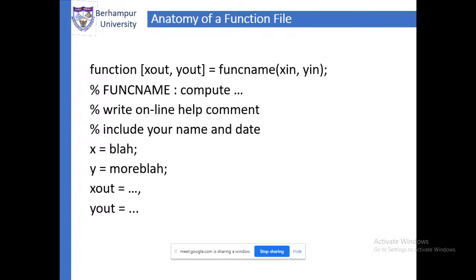First line will be the line function, then within square brackets the output variables, equal to the name of the function, within brackets the input variables. Then write what the function name is, what you are going to compute, write that we are going to compute this. Then write the online help comment, then you include your name and date. Because you are developing this function, include your name and date there.